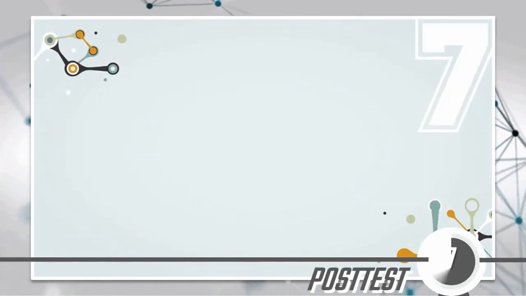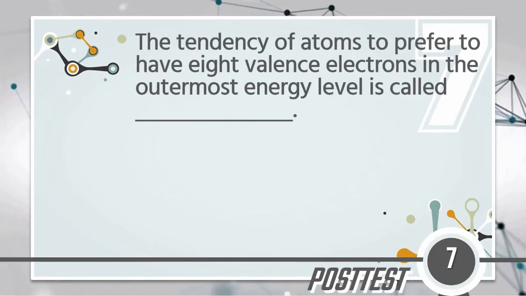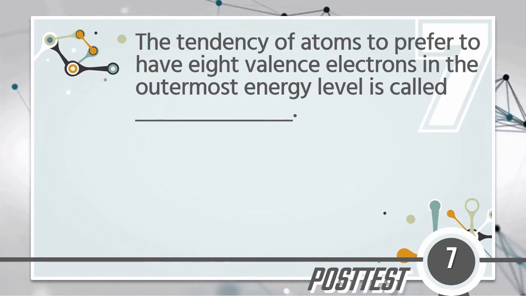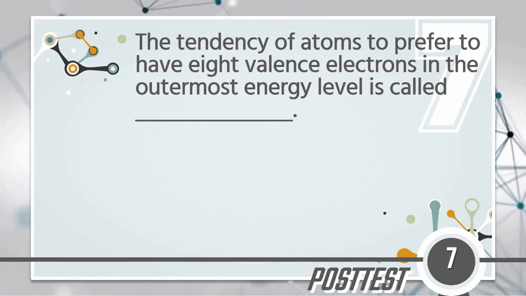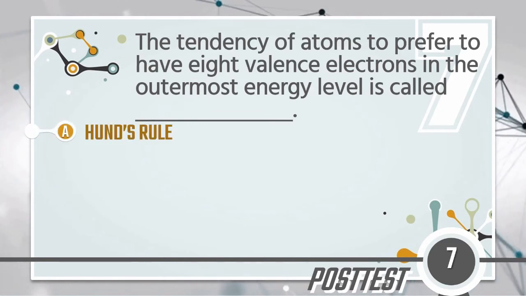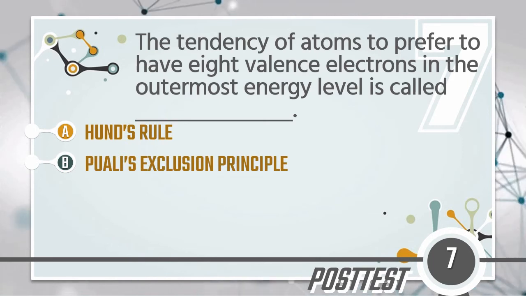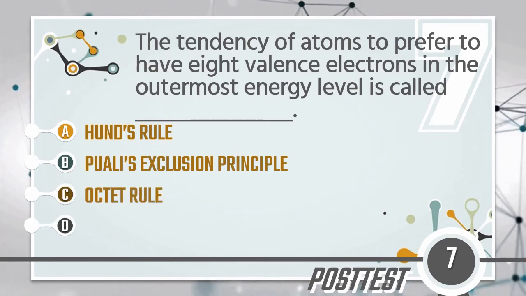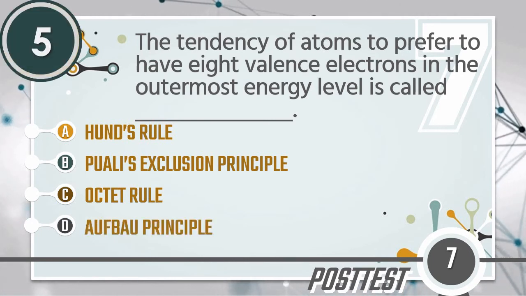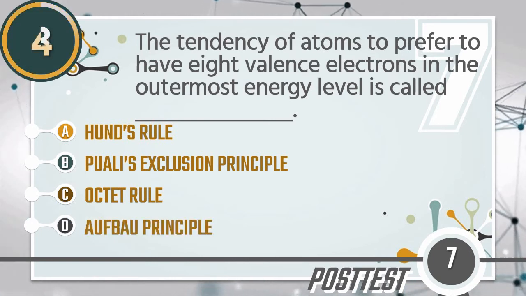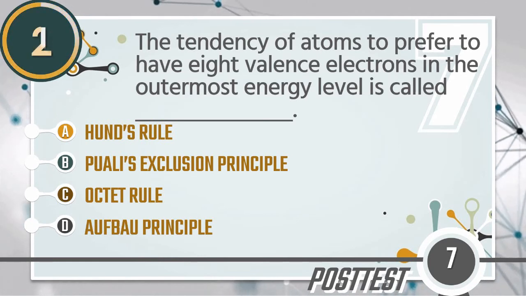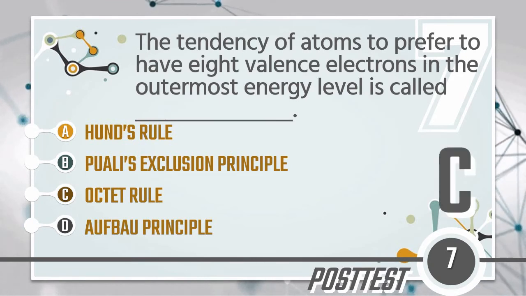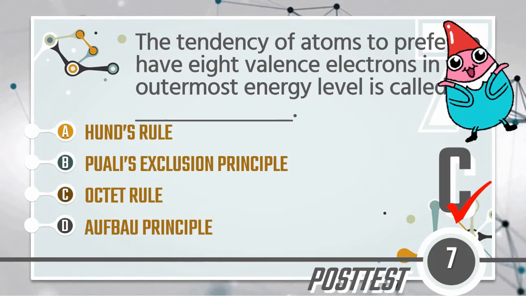Number 7. The tendency of atoms to prefer to have 8 valence electrons in the outermost energy level is called blank. A. Hund's rule. B. Pauli's exclusion principle. C. Octet rule. Or D. Aufbau principle. If your answer is C, you're correct.